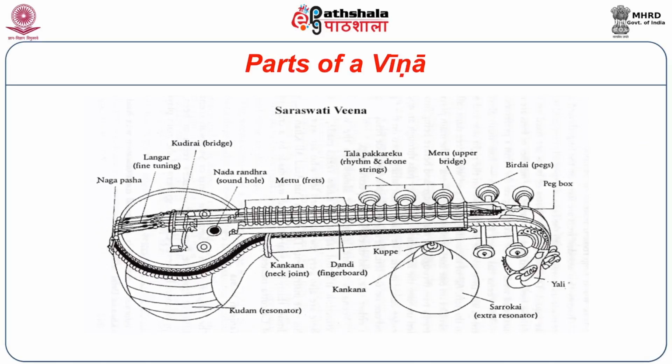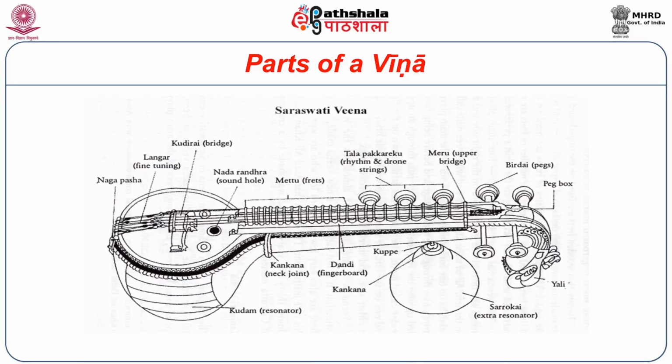You have the tuning pegs, four on this side and three towards the front side. There are four main playing strings and three tala strings, and these are attached and tuned with the tuning pegs. There is a bridge over which the strings come, and you can make minute adjustments with the help of the beads.